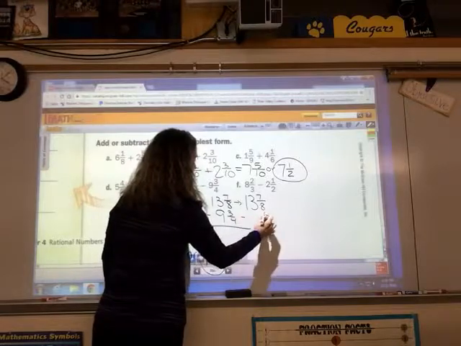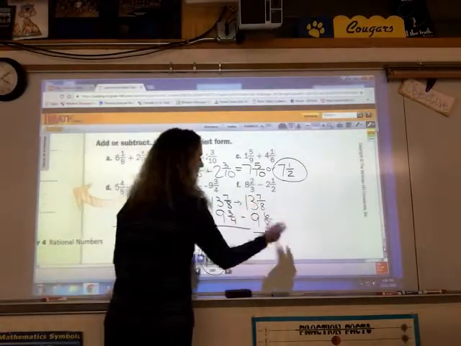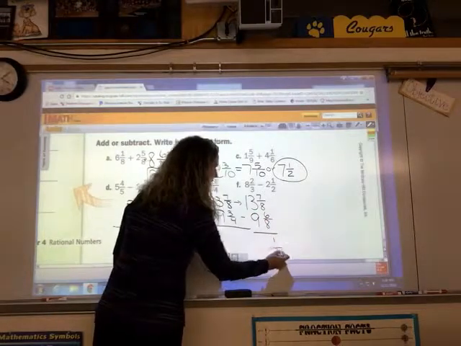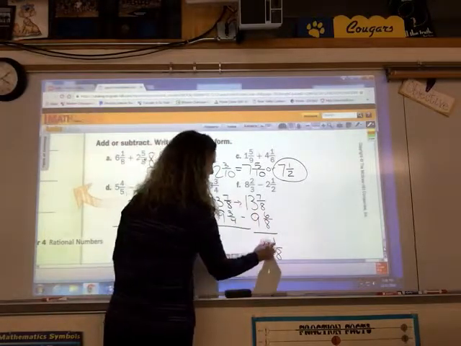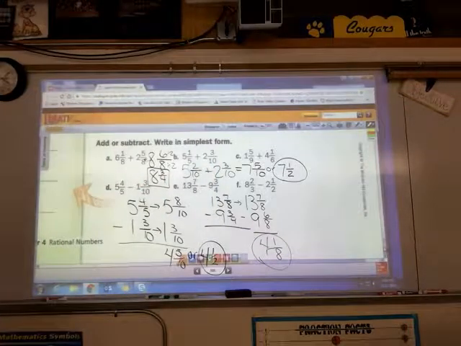So 3 times 2 is 6. Whole number portion stays the same. 7 minus 6 is 1. Denominator is 8. 13 minus 9 is 4. And that's in lowest terms.